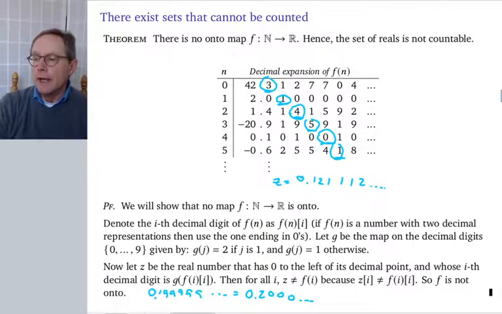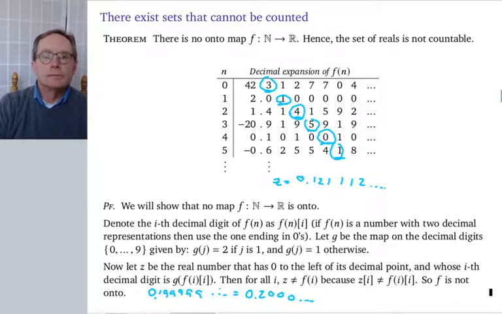Anyway, so what you have there is that z is not equal to f of i for the reason that we saw up here. This number is not the thing in the first row because it differs in this decimal place. It's not the thing in the second row because it differs in this decimal place. And we don't have this dual representation problem. So the argument goes through.